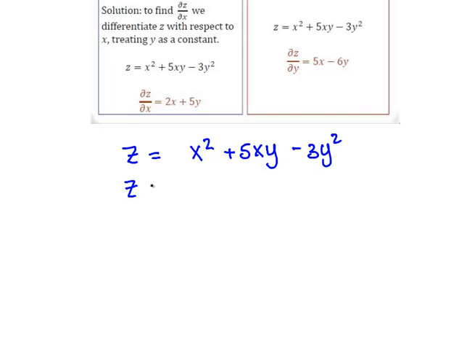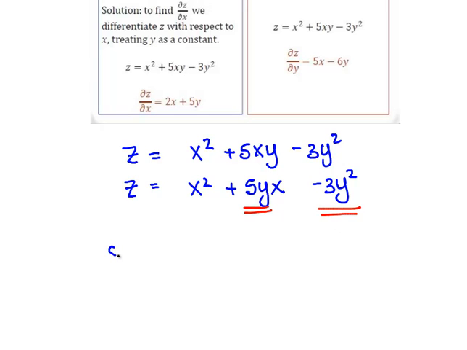So z, I'm just going to write x squared plus 5y times x minus 3y squared. Okay. Now, I'm going to underline everything we're treating as a constant: 5y and minus 3y squared. When we're deriving with respect to x, these are just constants and can be treated like constants.